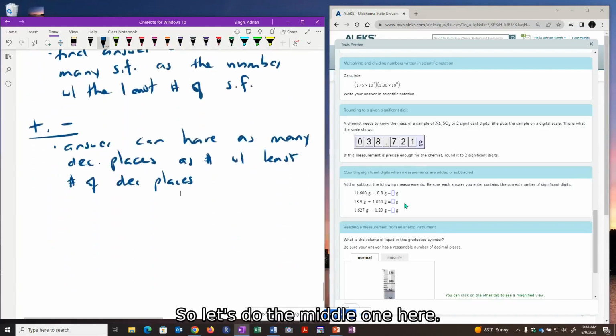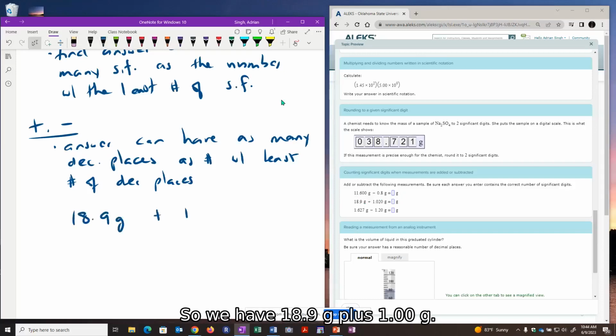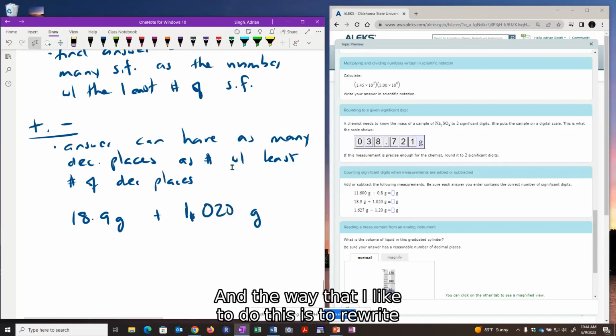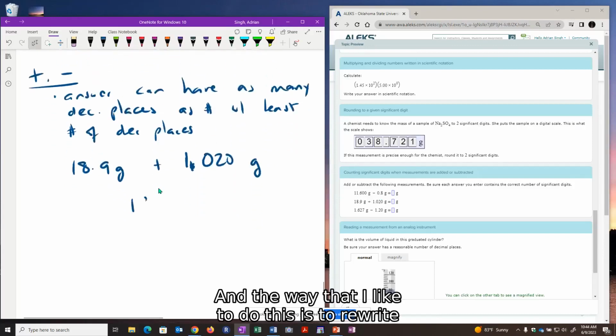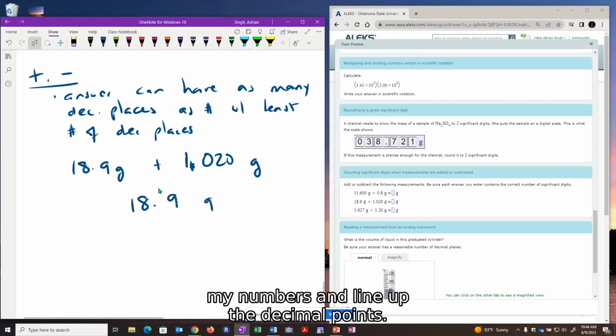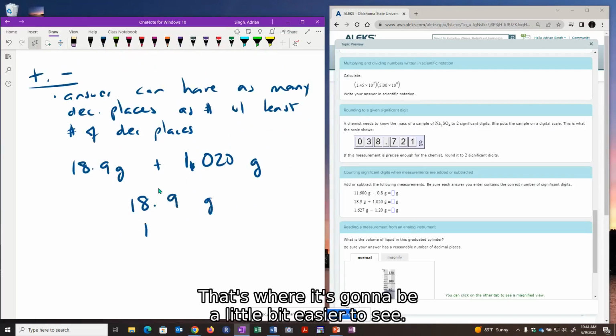So let's do the middle one here. So we have 18.9 grams plus 1.020 grams. And the way that I like to do this is I like to rewrite my numbers and line up the decimal points. That way it's going to be a little bit easier to see.